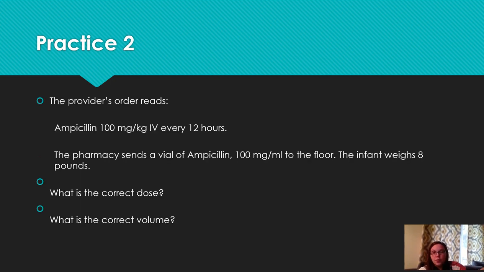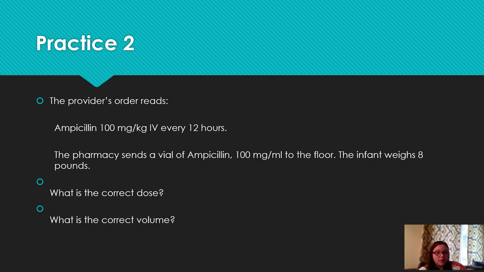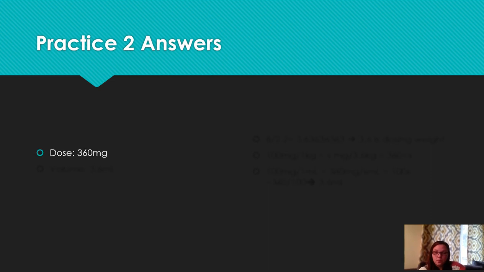Another one. Provider order reads ampicillin 100 milligrams per kg, IV every 12 hours. Pharmacy sends you up a vial of ampicillin 100 milligrams per 1 milliliter to the floor, and our infant weighs 8 pounds. So what is the correct dose, and then what is the correct volume that you're going to give? And we're asking that because your dose is going to be in milligrams, because you have to figure that out first to figure out how many milliliters you're going to give, which is your volume, right? Okay, so 360 milligrams is your dose, and your volume is 3.6.